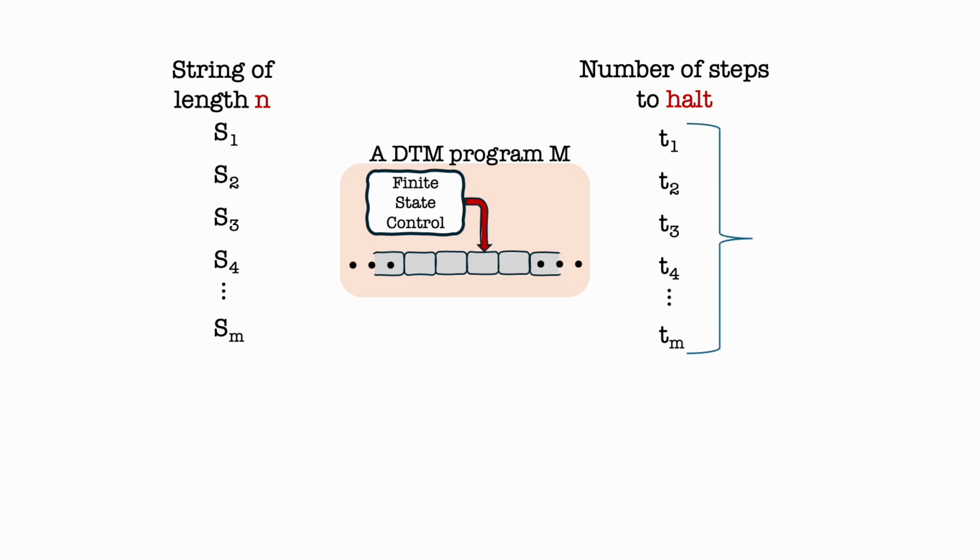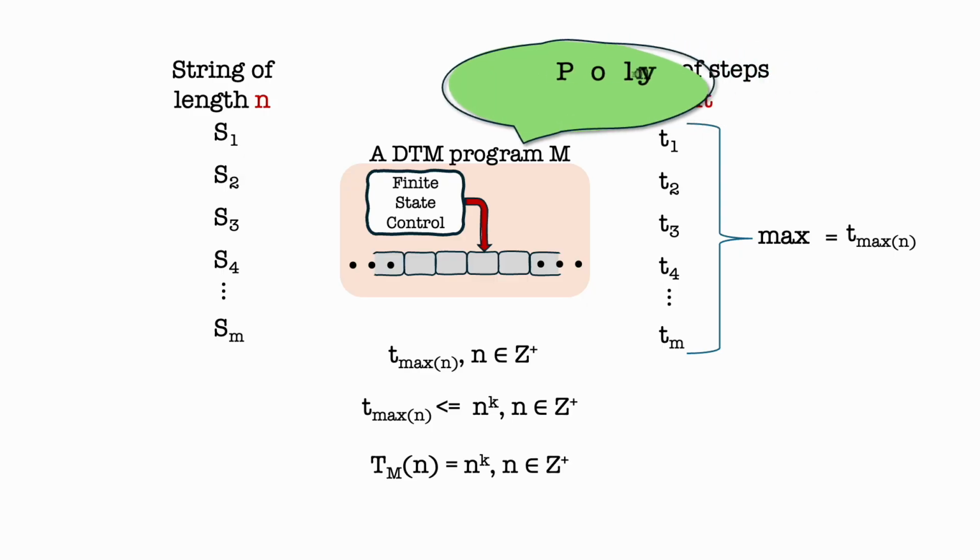Then, we find the maximum number of steps taken among all strings of length n. We repeat this process for all possible input lengths. The time complexity of the program is defined as this maximum number of steps for inputs of length n. Now, if there exists a constant k such that t max is less than or equal to n to the power k for all n, we say that the DTM program M is a polynomial time DTM program.